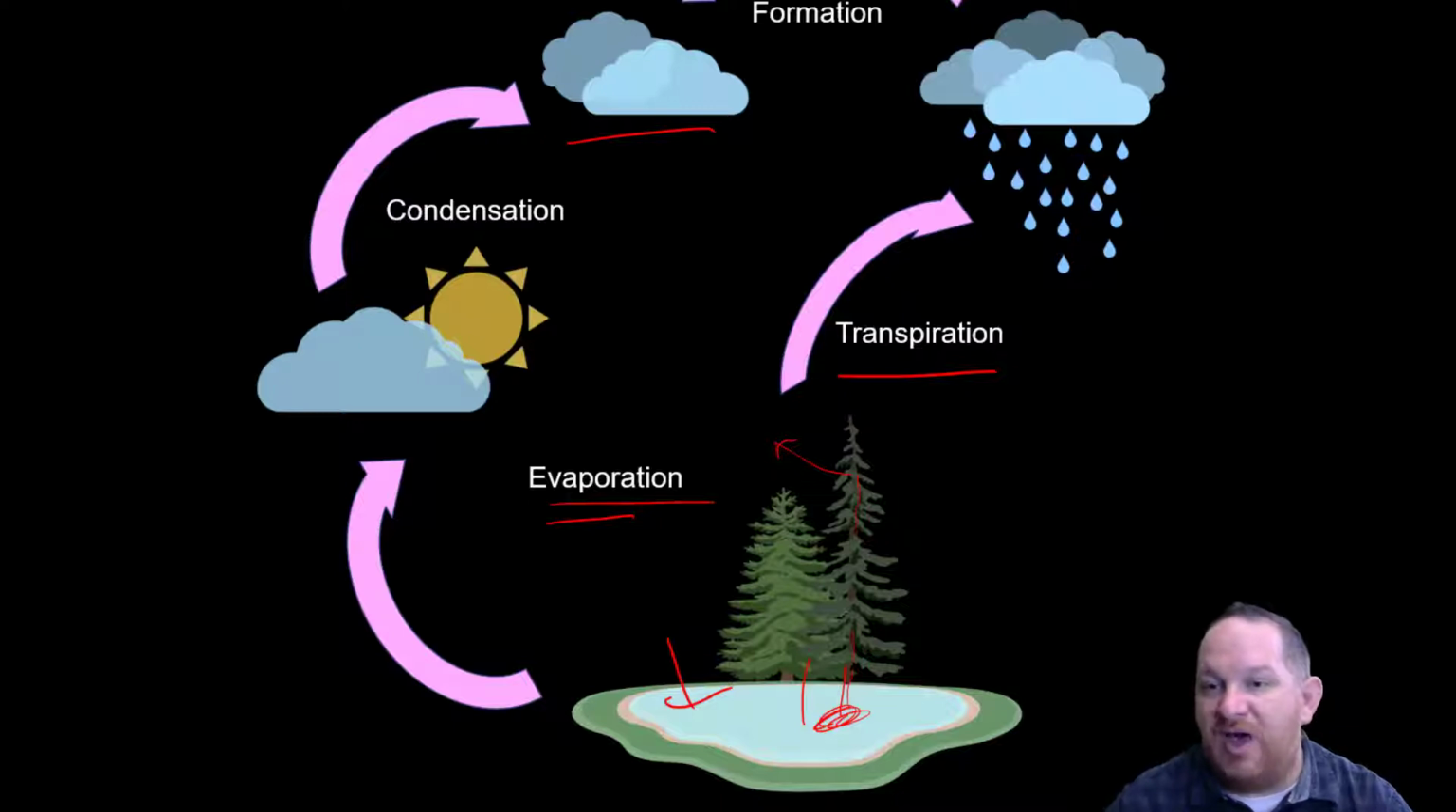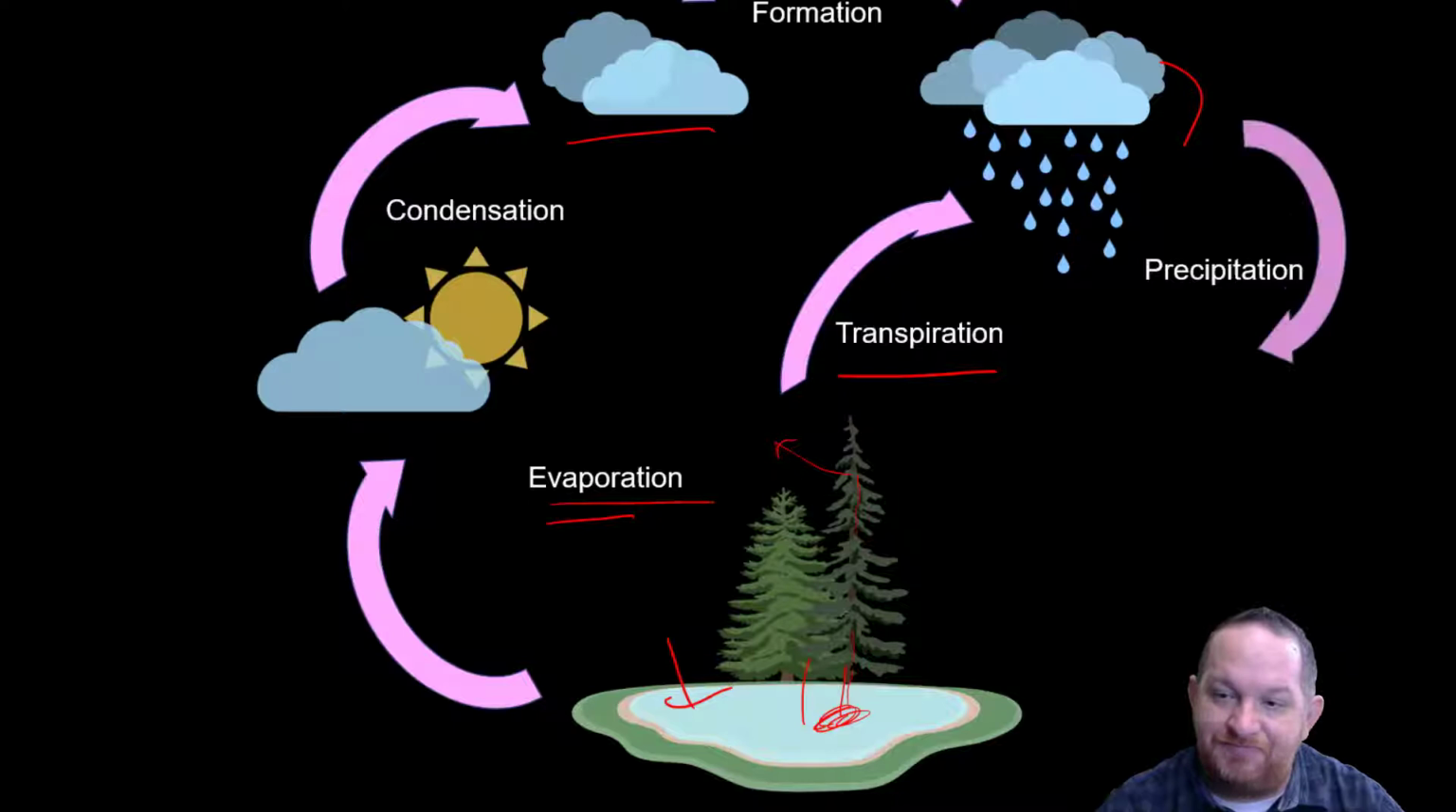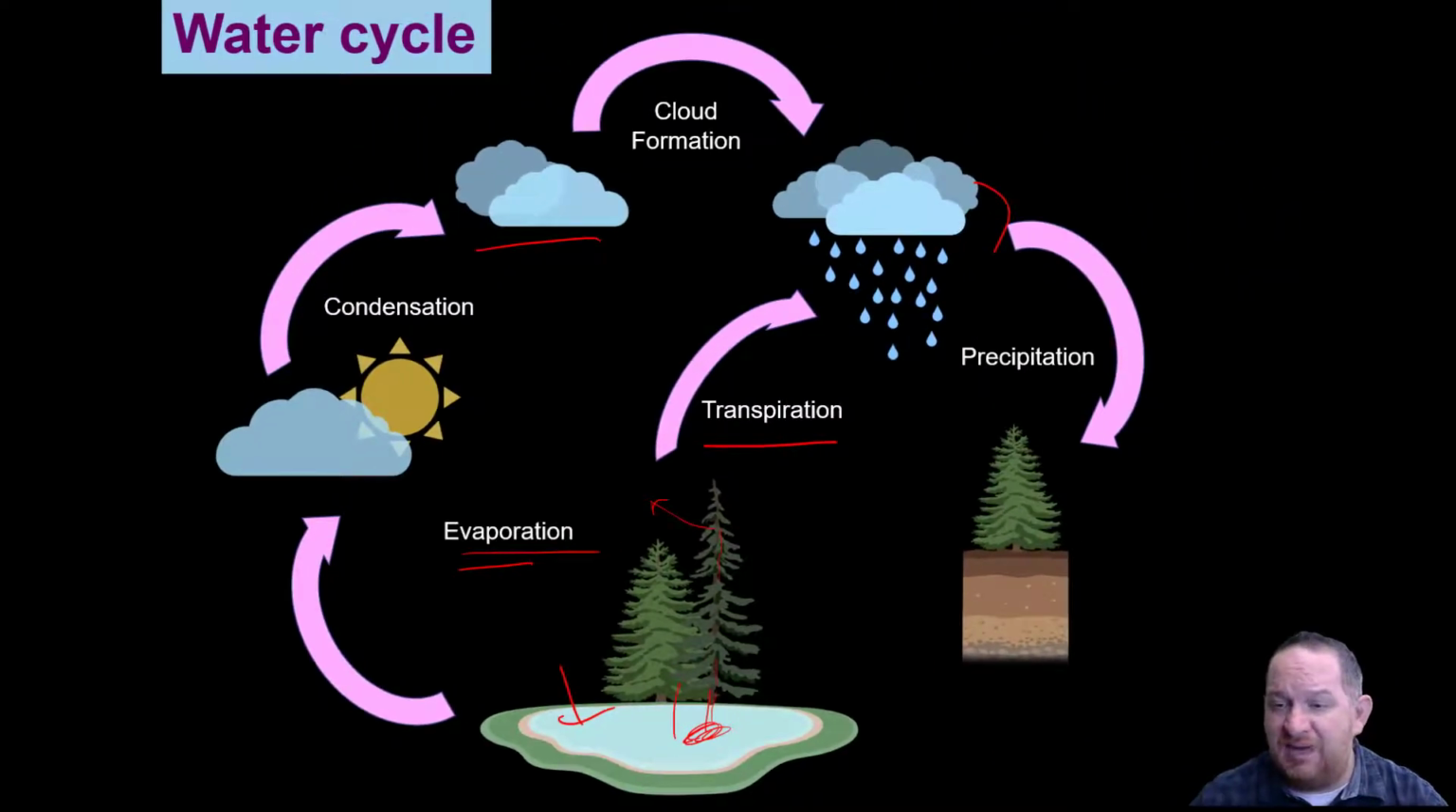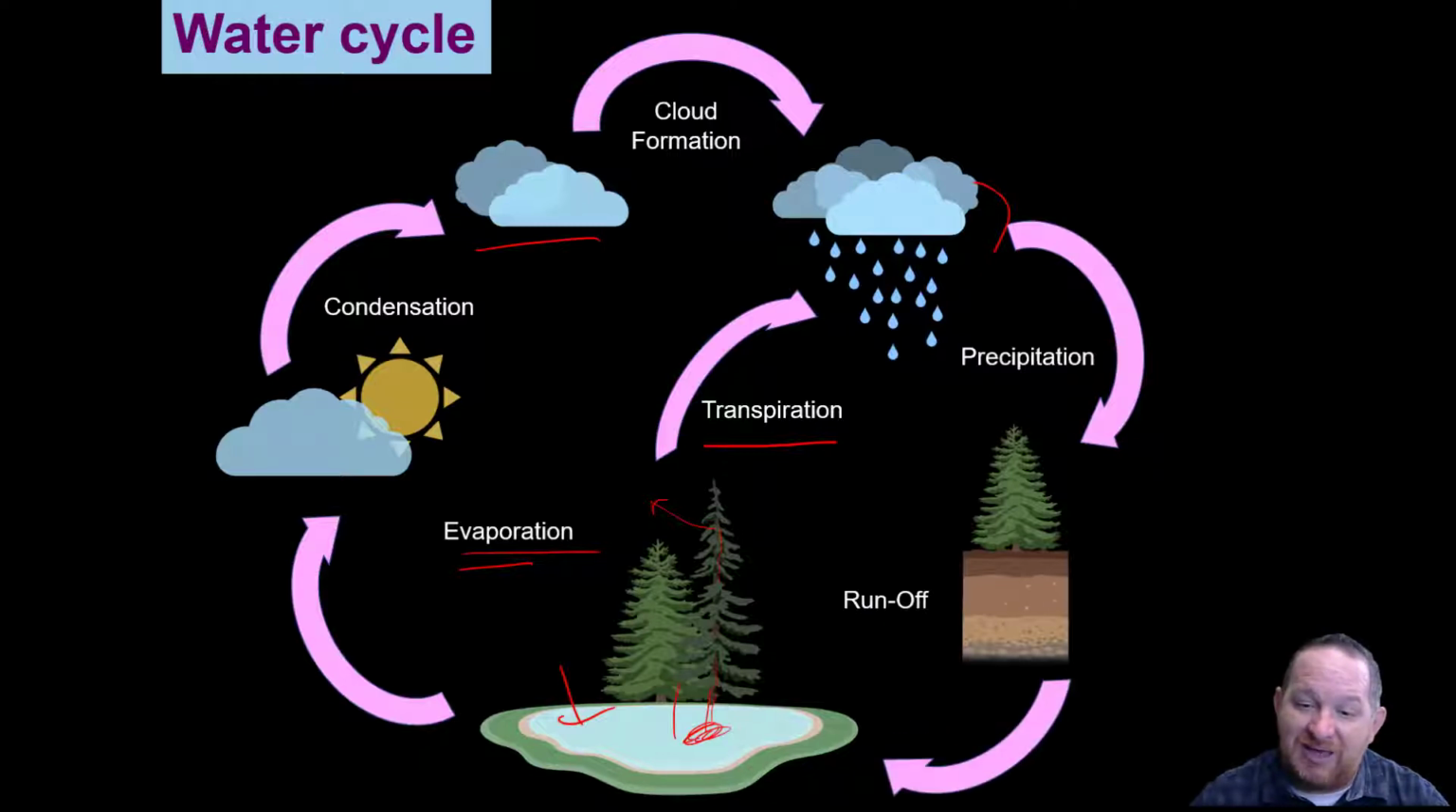Now, when those clouds are ready, of course, that will fall back down as precipitation, back down to the land, and then some of it will soak into the ground, go below the surface, and then some of it will run off back into lakes, ponds, streams, etc.